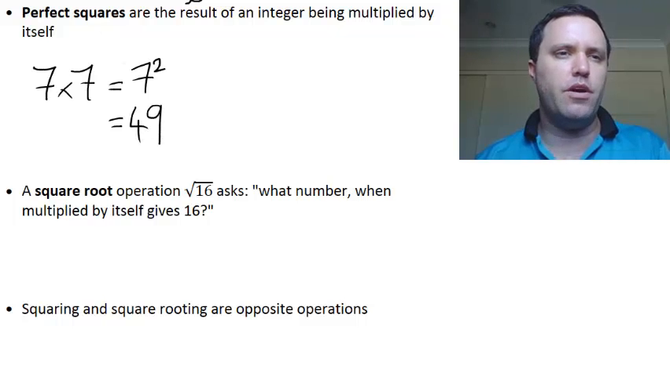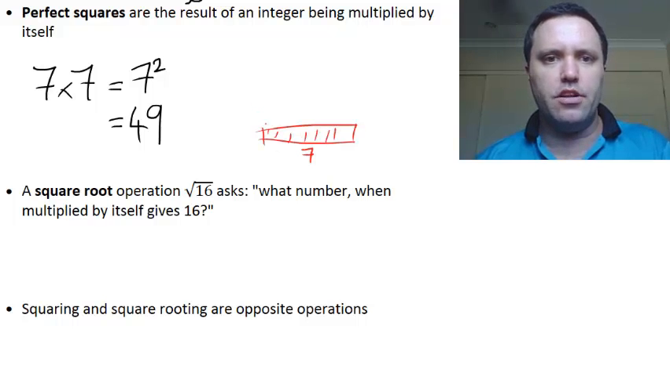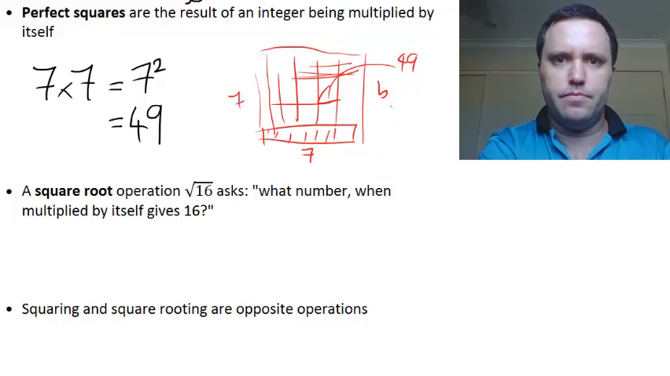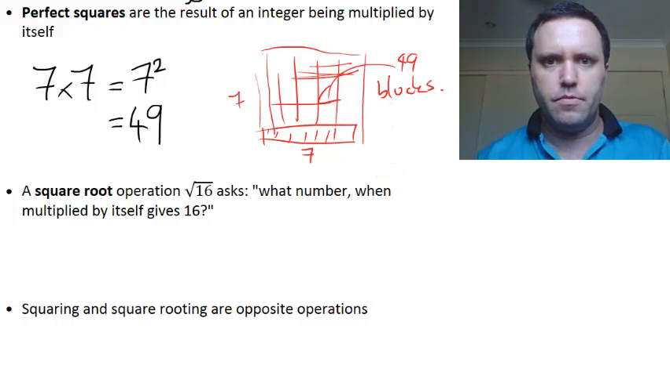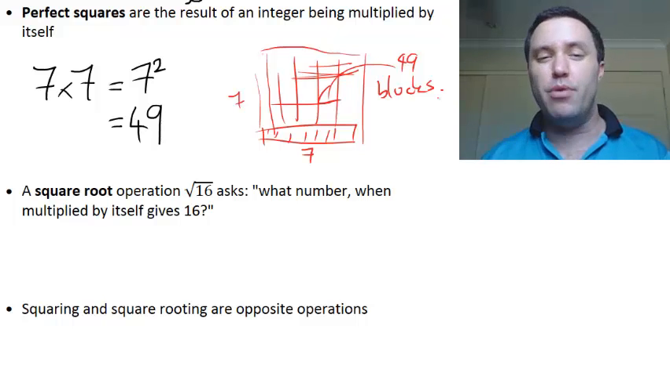Okay, and the reason why is, if we get a block, like we're talking about areas, that's 7 long and we make it 7 high, you can see that it will make a square of 49 blocks. You can sort of see that's going to be the case. Alright, so that's why we call them square numbers and perfect squares.